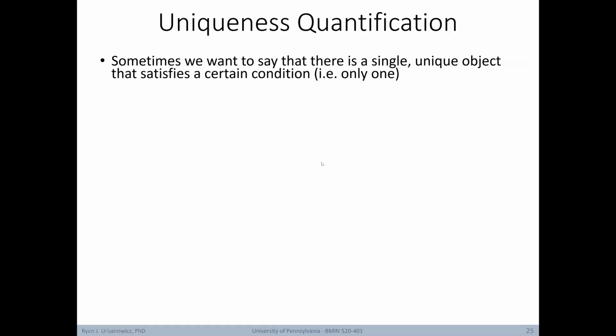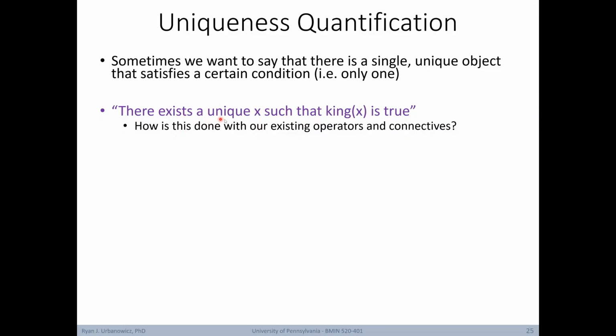Now let's introduce the idea of uniqueness quantification. Sometimes we want to say that there is a single, unique object that satisfies a certain condition. In other words, only one. For example, there exists a unique x such that x is king is true. So let's start by thinking how we would do this using the existing operators and connectives we've learned about. These expressions show how it can be done.